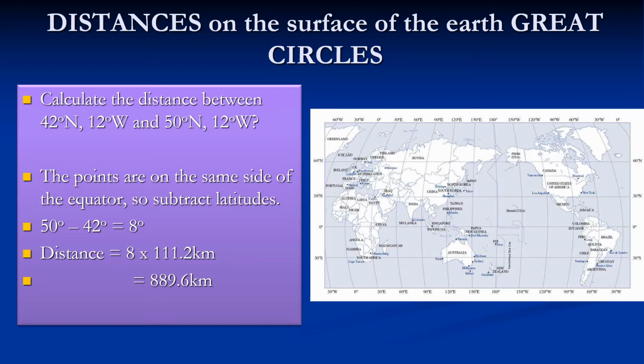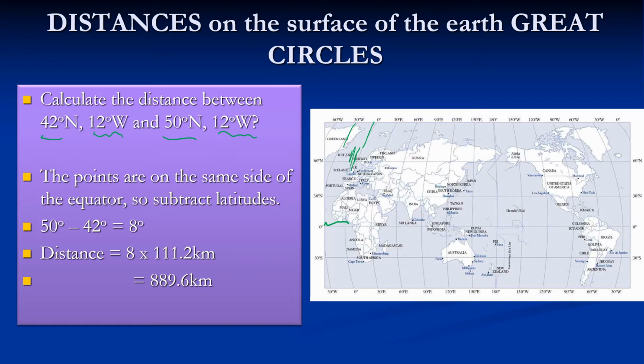Okay, so when we want to calculate the distances on the surface of the Earth, first of all with great circles, remember our definition of a great circle is the equator or all the meridians. So we want to calculate the distance between 42 degrees north and 50 degrees north, but we're travelling along the same meridian of longitude, which is 12 degrees west. So that's like over here somewhere, or maybe a little bit further, about there. So we're just travelling directly from 42 degrees north up to 50 degrees north. So we've actually travelled a total of 8 degrees.